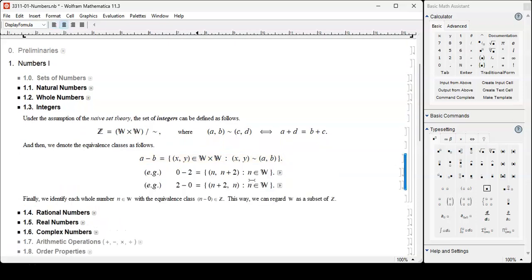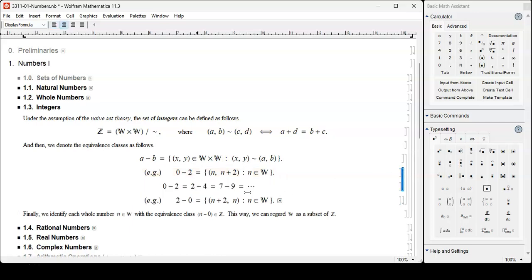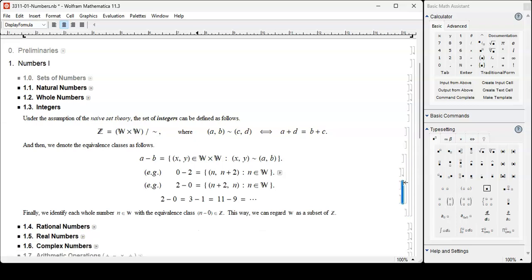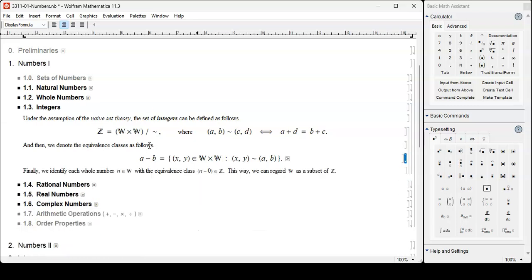And here are some examples. 0 minus 2, and that's equivalent to 2 minus 4, and 7 minus 9, and so on and so forth. How about this? 2 minus 0, equivalent to 3 minus 1, 11 minus 9. There are many more. And they're all the same set, the same equivalence class. Elements are of this form, (n, n plus 2) and (n plus 2, n) respectively. So we successfully defined the set of integers.